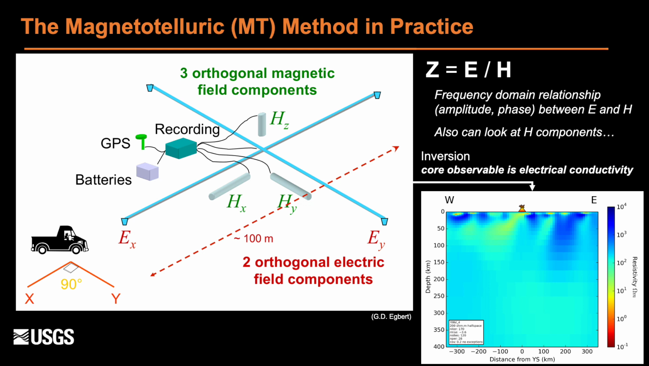Then we take our field data that encapsulate the frequency domain relationships between these various field components at a series of locations across the Earth's surface, and we feed that into an inversion. We can then obtain three-dimensional images of solid Earth electrical conductivity, or inversely electrical resistivity. These are just mathematical inverses of each other, and I'm going to use these terms interchangeably throughout the rest of this presentation.